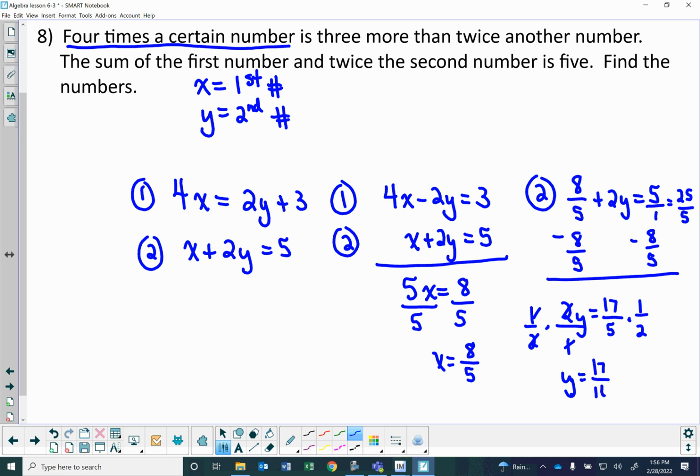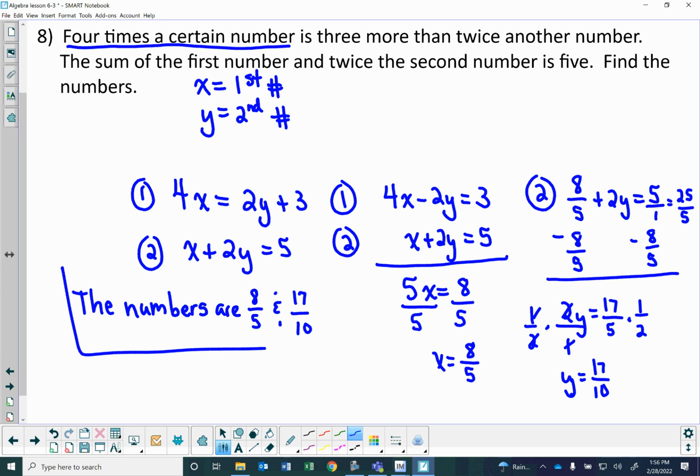17/10. So, since this is a word problem, we have to write it in a complete sentence. The numbers are, and we can leave them as improper fractions, that's perfectly fine, 8/5 and 17/10. Or you could have said the first number is 8/5 and the second number is 17/10.